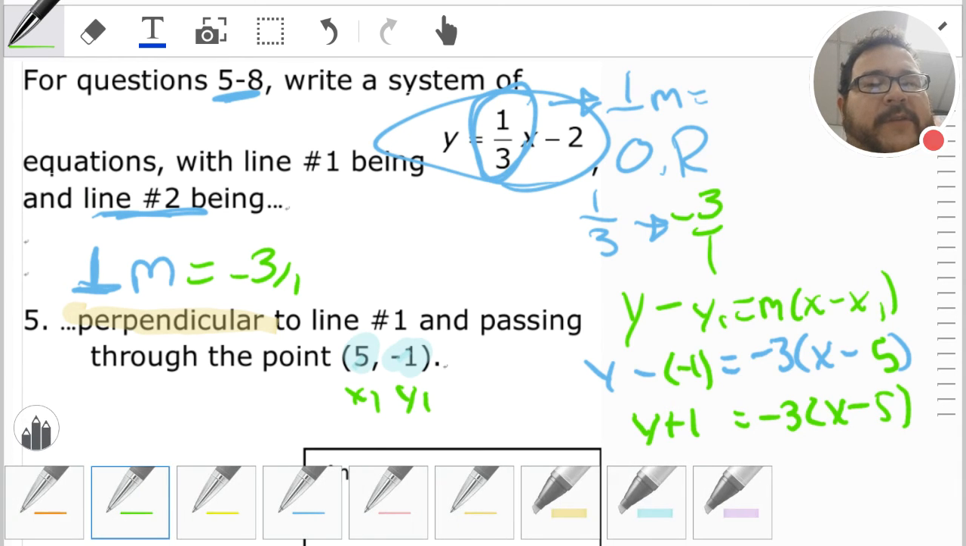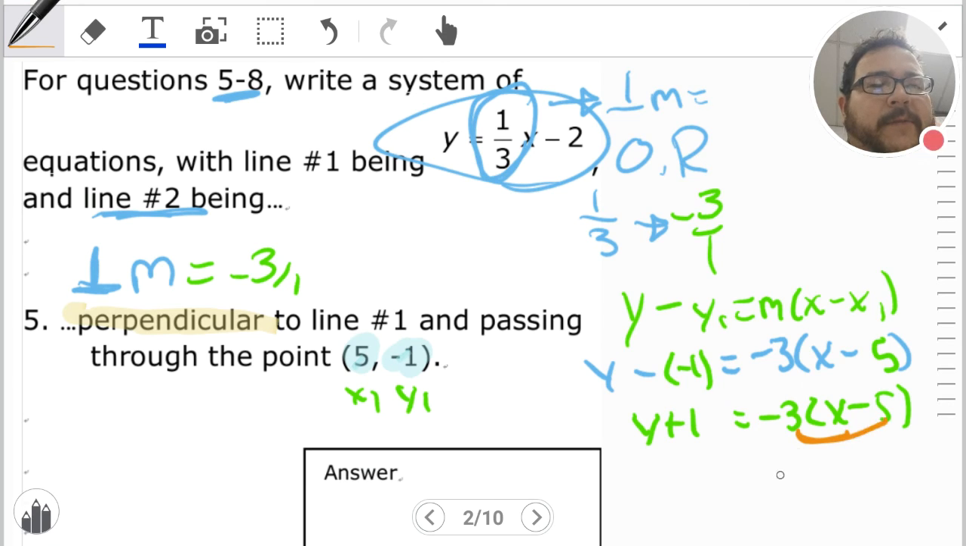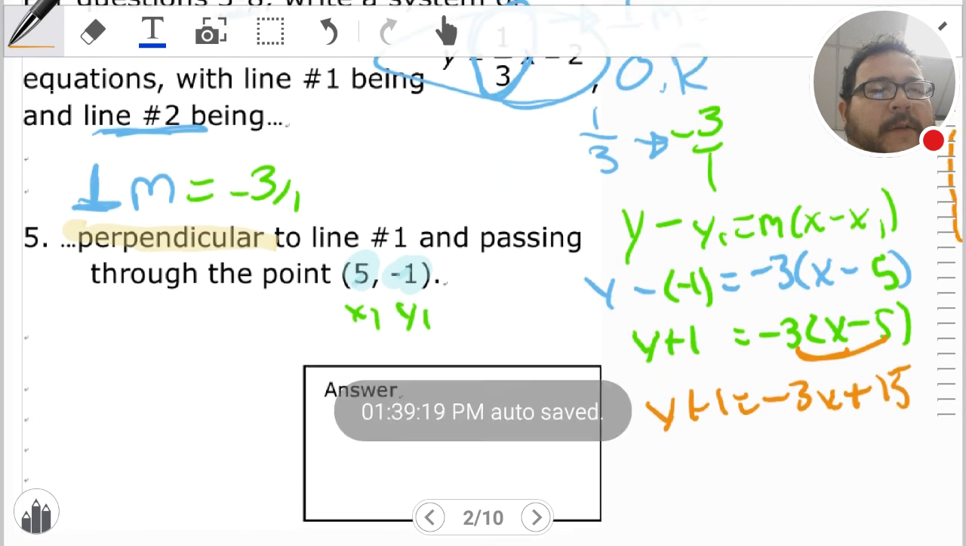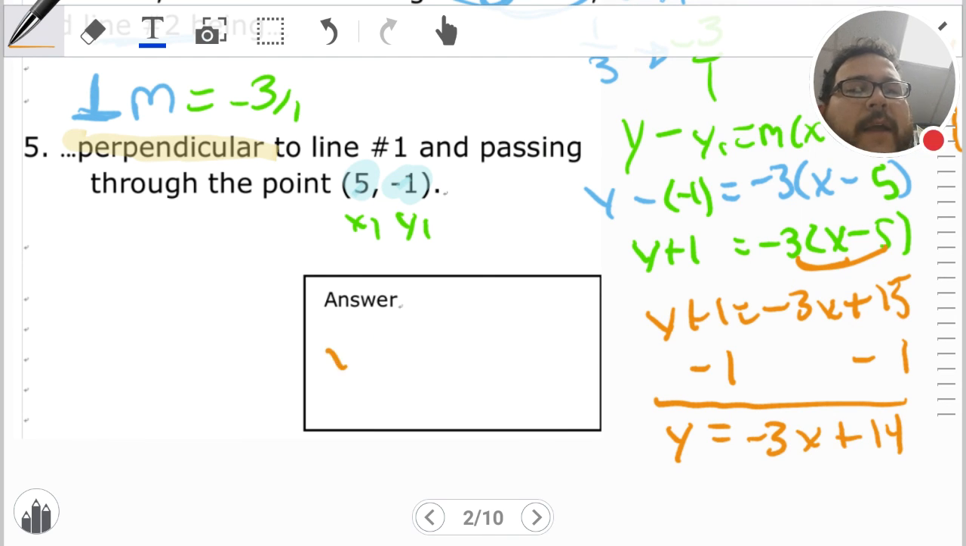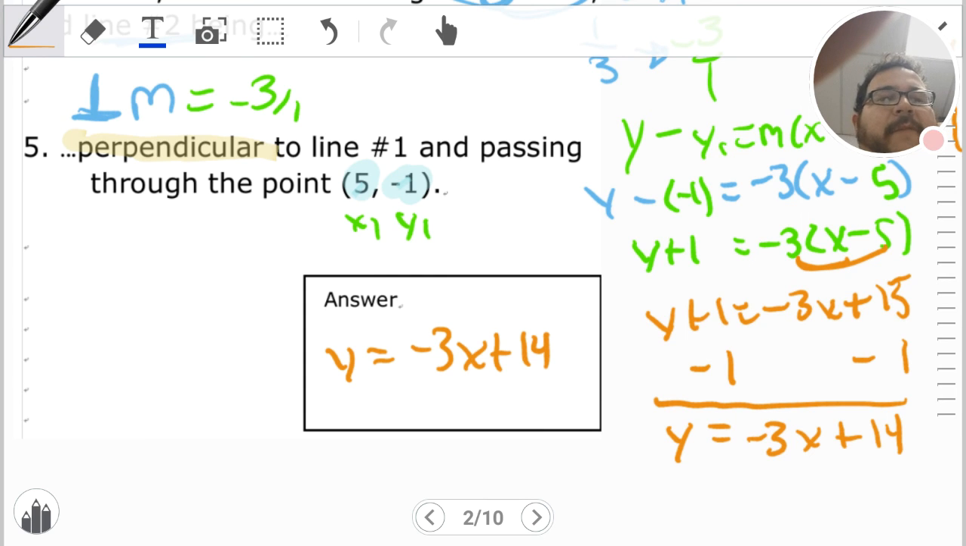And now we're going to distribute, so we get -3x plus 15. So we get y plus 1 equals that. So let's move on. We're going to now subtract 1 from both sides. So we get y equals -3x plus 14. So y equals -3x plus 14 is perpendicular to 1/3 x minus 2. So we've written a line perpendicular to that one.